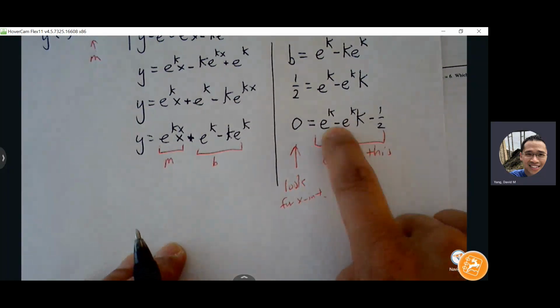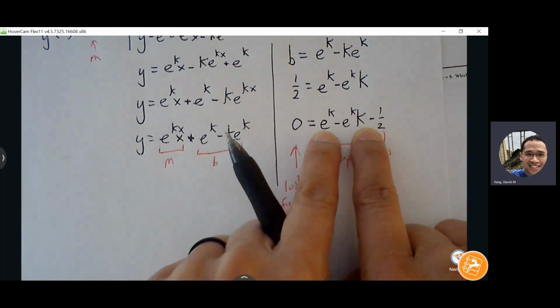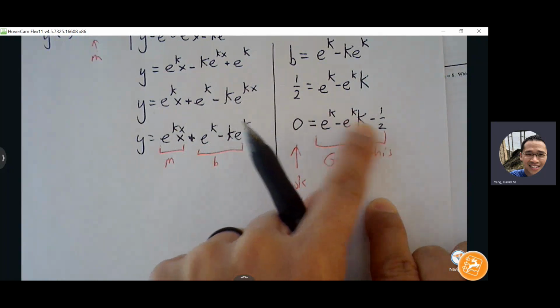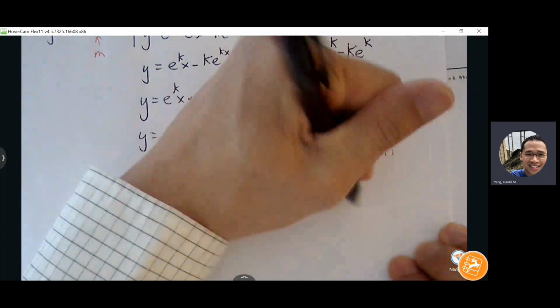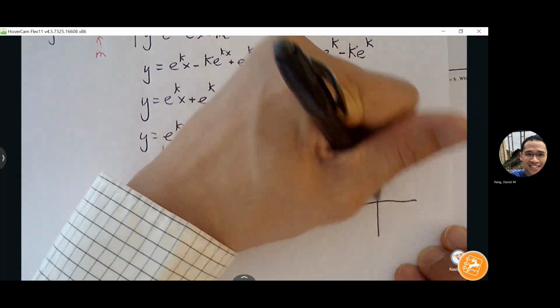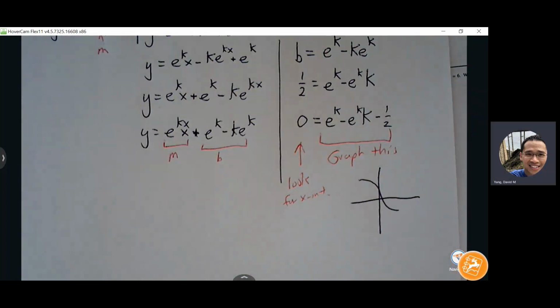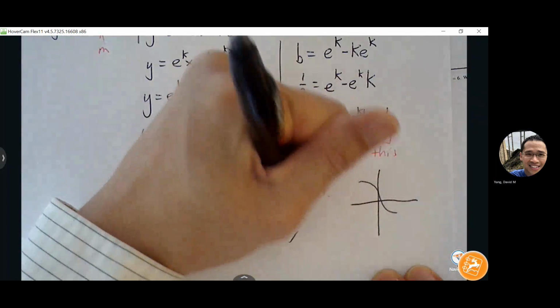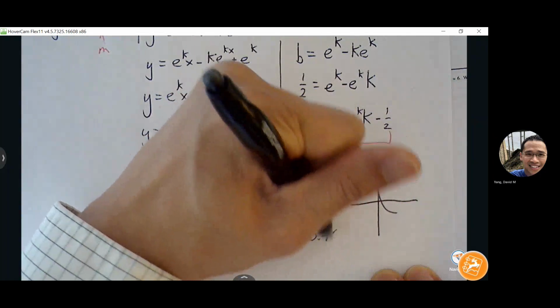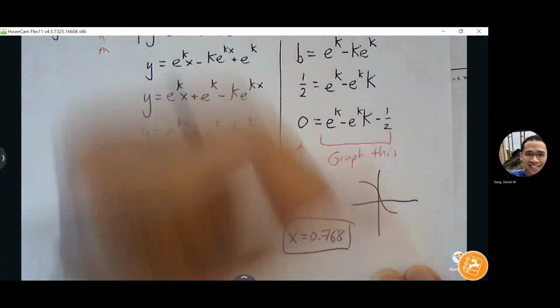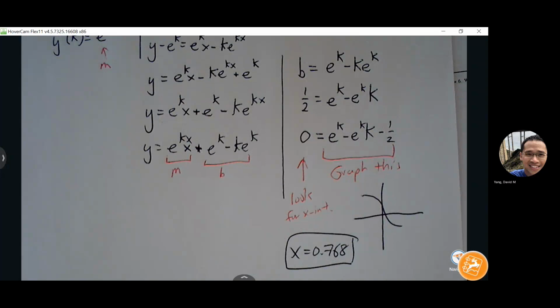If you graph this, remember, your calculator only handles x's. So it'd be e to the x minus e to the x times x minus 1/2. You graph it, you look for the x-intercept. Whatever that x-intercept is, that's your answer. Really tough one.